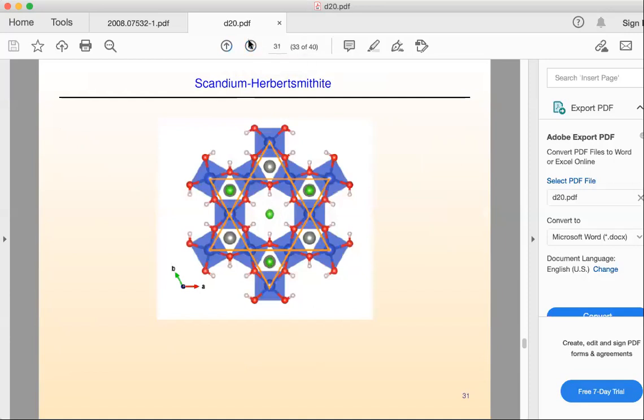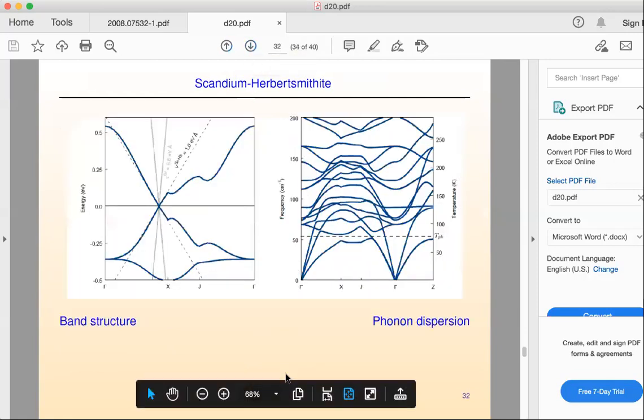A picture of what the material is going to look like. So these black atoms used to be zinc, and the idea is to replace them by scandium. And so this is probably what you are referring to. So that's what our colleagues in the condensed matter department did.